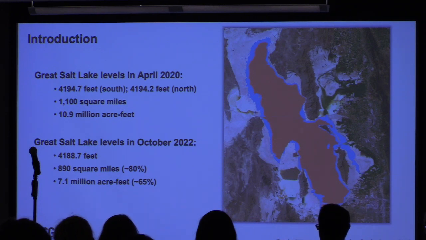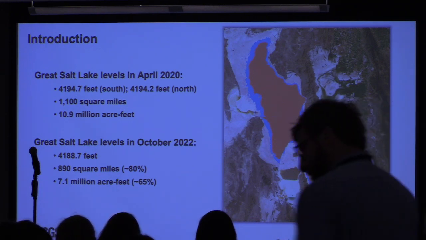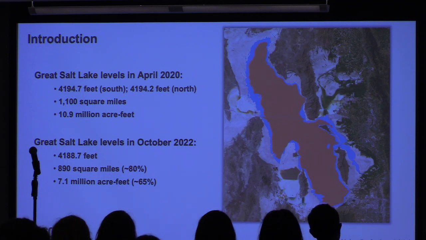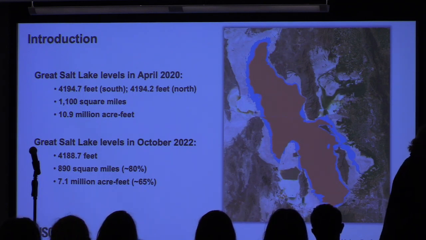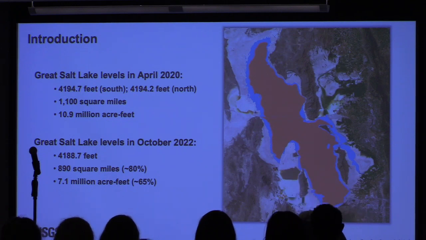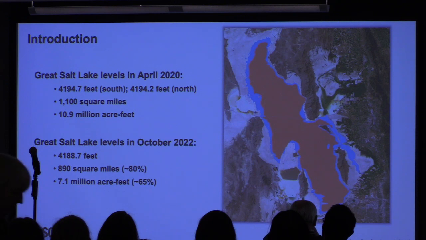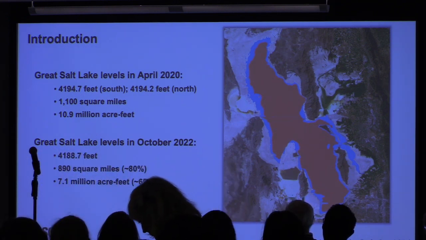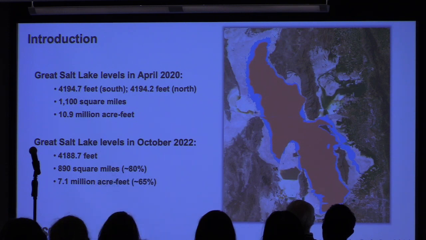It was also the last time that the lake was as high as it is this year. And so it was about 4194.7 in the south arm, 4194.2 in the north, and that equated to roughly 1,100 square miles in surface area and 11.9 million acre feet in volume. And so I'm putting the cart before the horse a little bit here. These are numbers that I pulled from my own data set to present here.